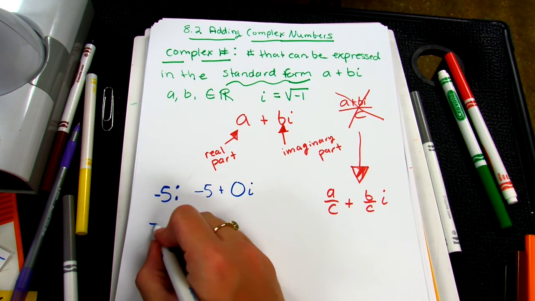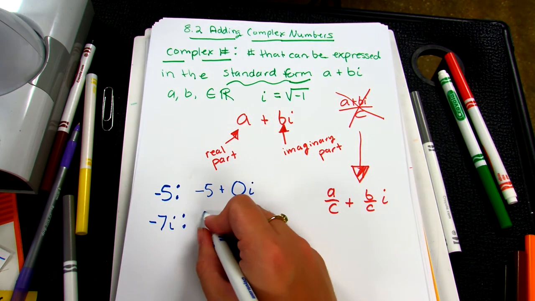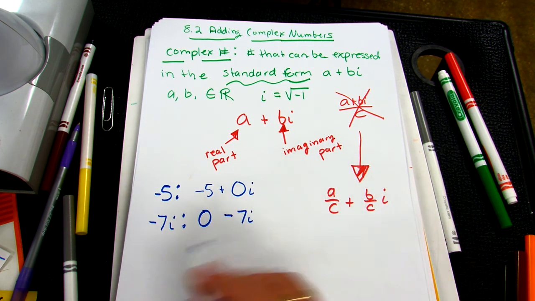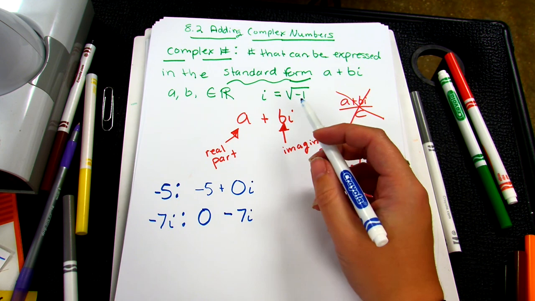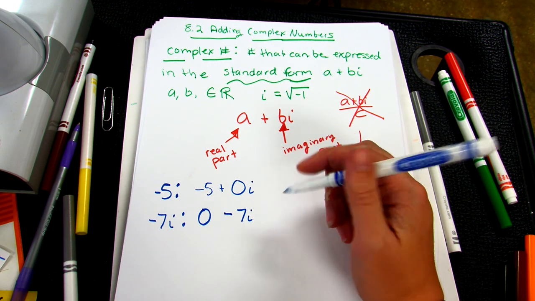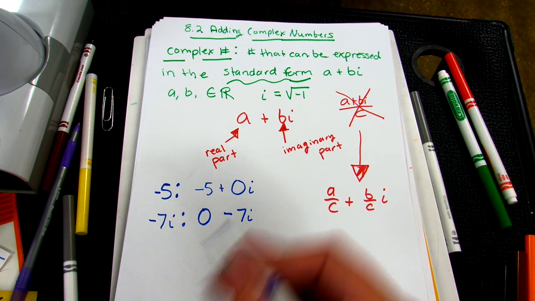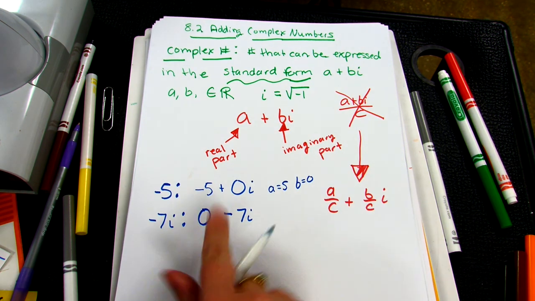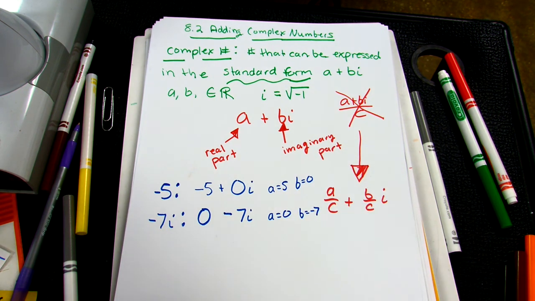And -7i, that's also a complex number because we can write it in standard form. We have 0 for the real part minus 7i, because plus -7i. So both of those are complex numbers because they can be rewritten in standard form. So for this one, a would have been 5 and b would have been 0. In this case, our a was 0 and our b was -7.